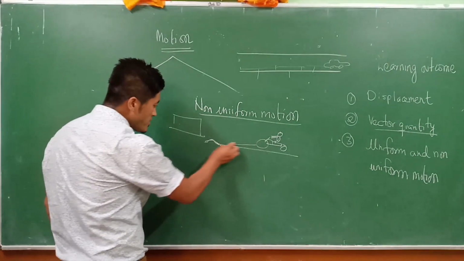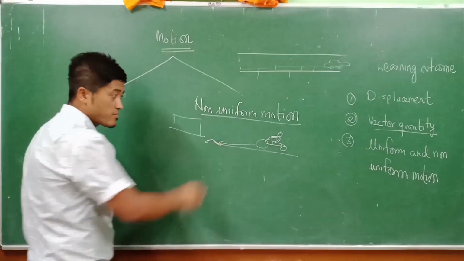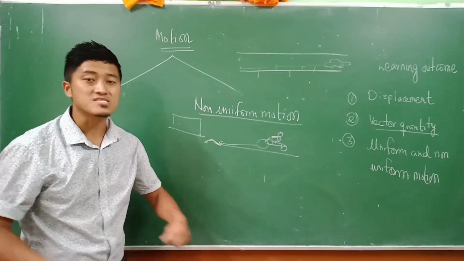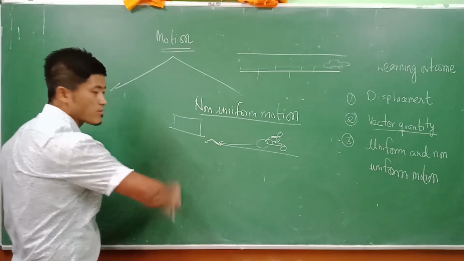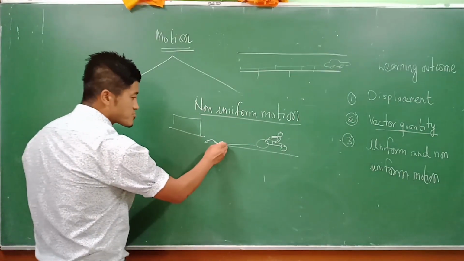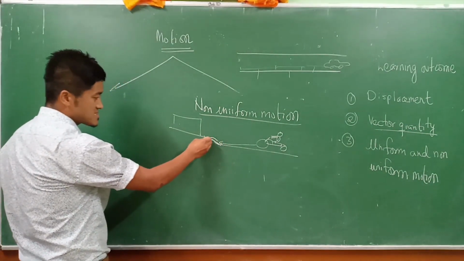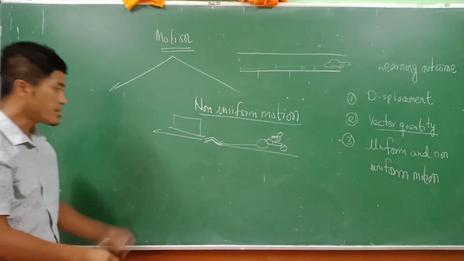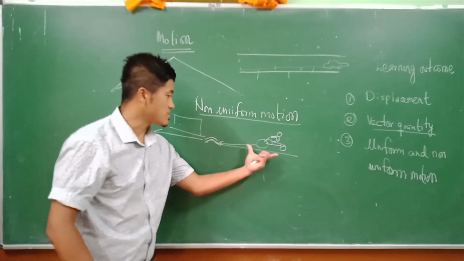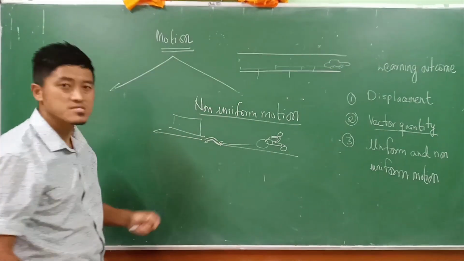Now, the moment he reaches this point over here, he has to reduce his speed. Otherwise, there is a big possibility that he might fall down. So, he has to reduce. The moment he crosses this speed breaker, he will once again increase his speed. So, there is a change. Over here, there is an increase, there is a decrease, then there is an increase.